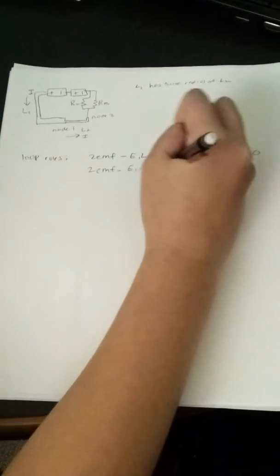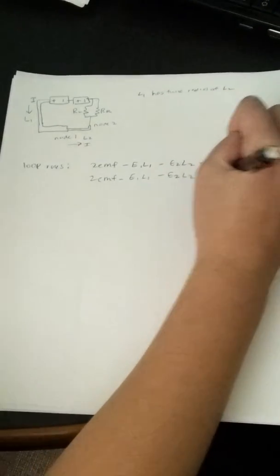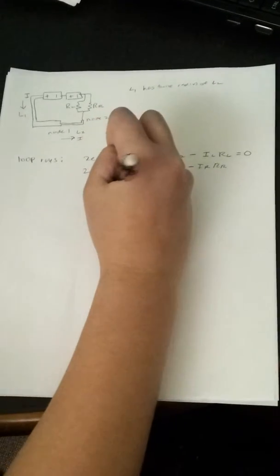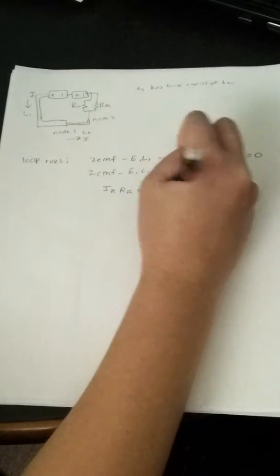The other one that you can write looks very similar to this, except at the end, instead of ILRL, you'll have IRRR, because the next one is IRRR equals ILRL. The voltage in the 2 resistors is the same.